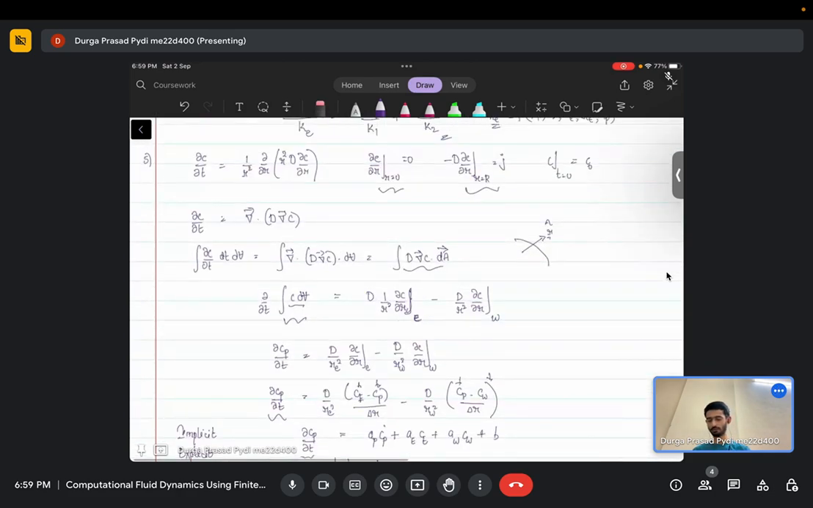Yeah, is it clear up to this part? Stability we will take up in the next week. So it's clear up to this part. Are there any doubts up to this? Yeah, it is clear. Yeah, okay.